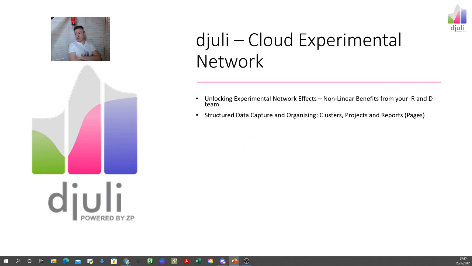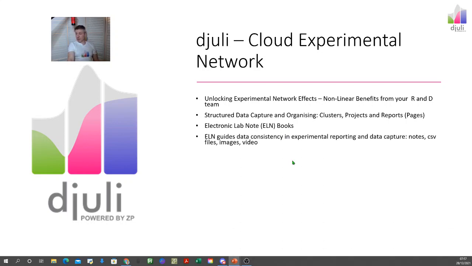For us, djuli is this cloud system that gives us structured data capture, and it organizes the data into a hierarchy of clusters which contain projects, and projects contain reports, and reports are really like the pages in an electronic lab notebook. And if the term electronic lab notebook is not so clear, then that should become clear as we go through this.